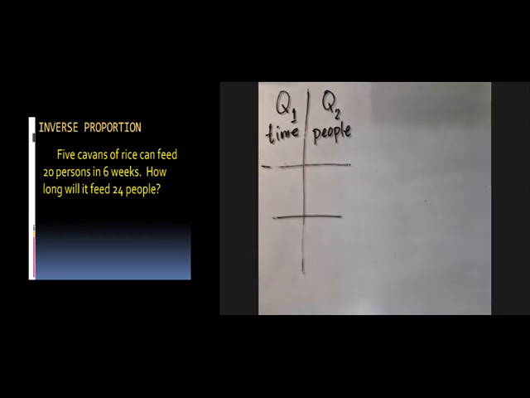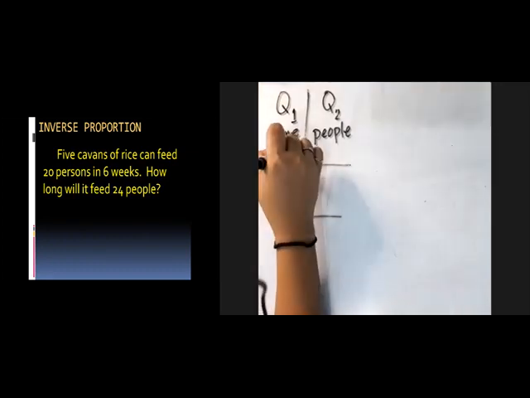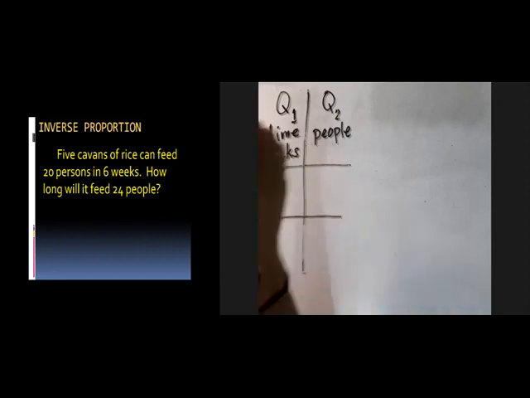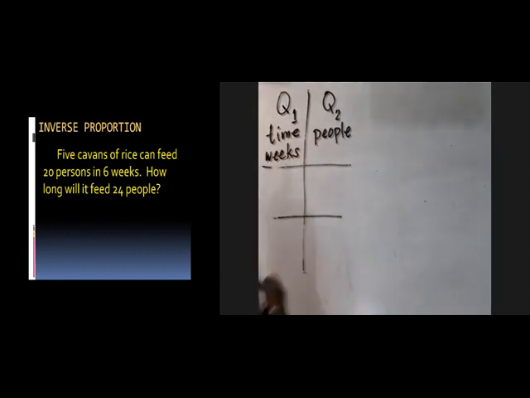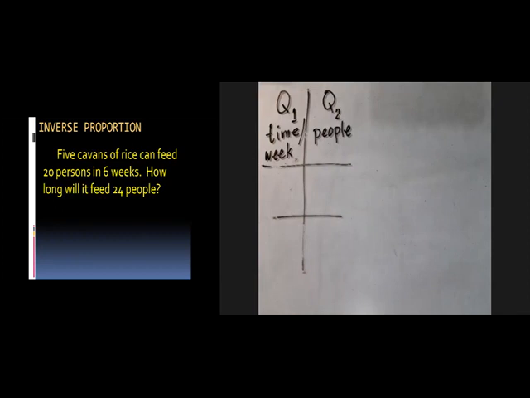But with regards to time, let's go back to the problem. Doon sa unang statement, 5 kabans, 20 persons, and 6 weeks. Alin ang unit of time? Ang unit of time ay weeks. So, sa time, we'll have weeks. Okay? Number of weeks, or week. Kahit week lang, okay lang yan. Nagle-label lang naman tayo ng column natin.